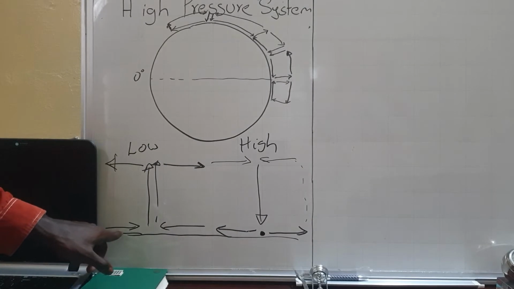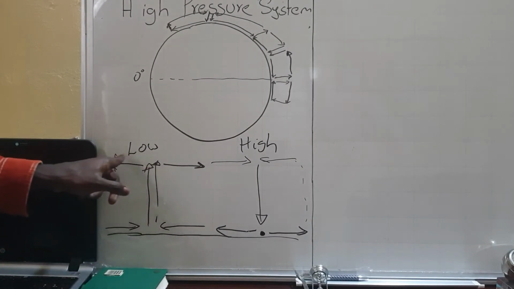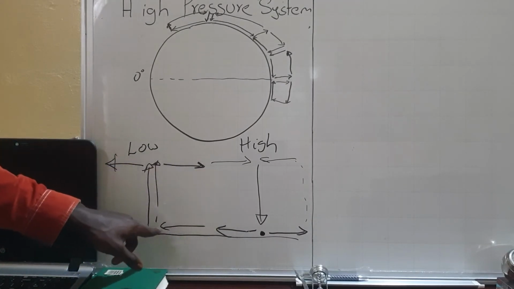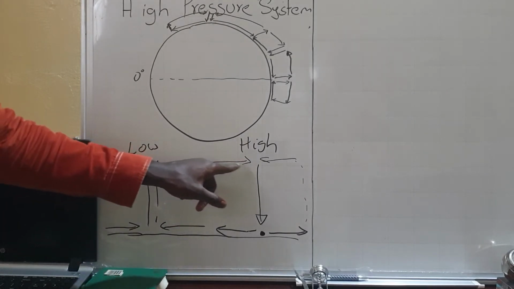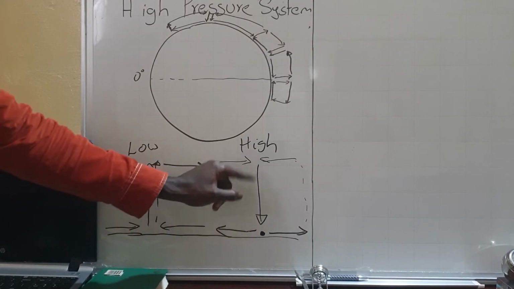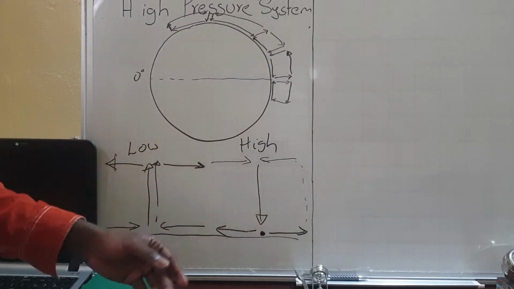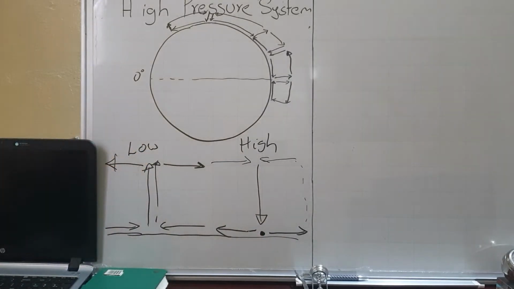Same way here, air is leaving fast, then it is being replaced. But here, air is coming in fast and it's leaving. So here you have high, here you have low. So that's the major difference.